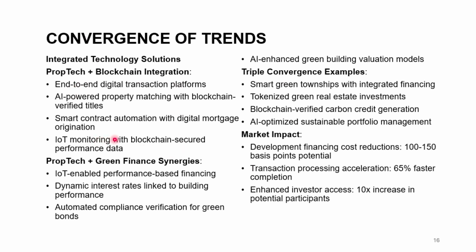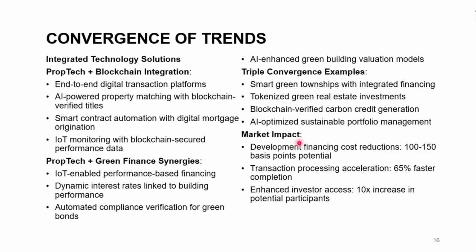Or we can actually look at IoT monitoring with blockchain secured performance data, and also PropTech plus green financing synergies. So IoT enabled performance based financing, dynamic interest rates linked to building performance, and automated compliance verification for the green bond. So some of these points, when PropTech and green financing are synergized, or AI enhanced green building valuation models can also be there. So these are some innovative uses when PropTech and green financing actually synergize.